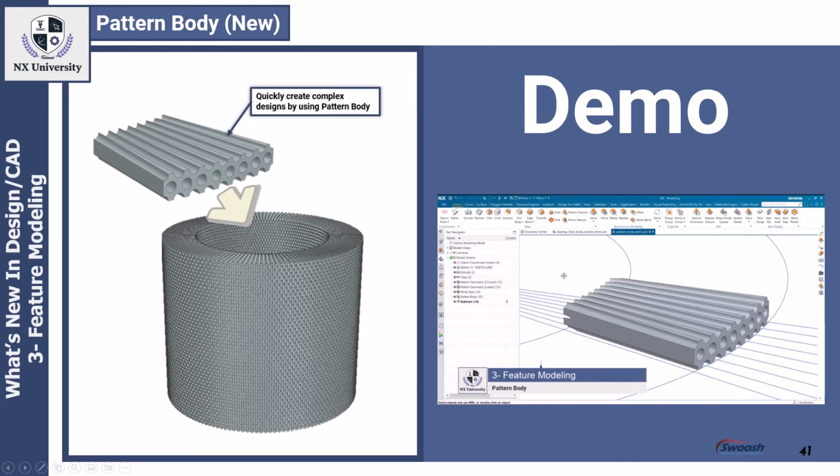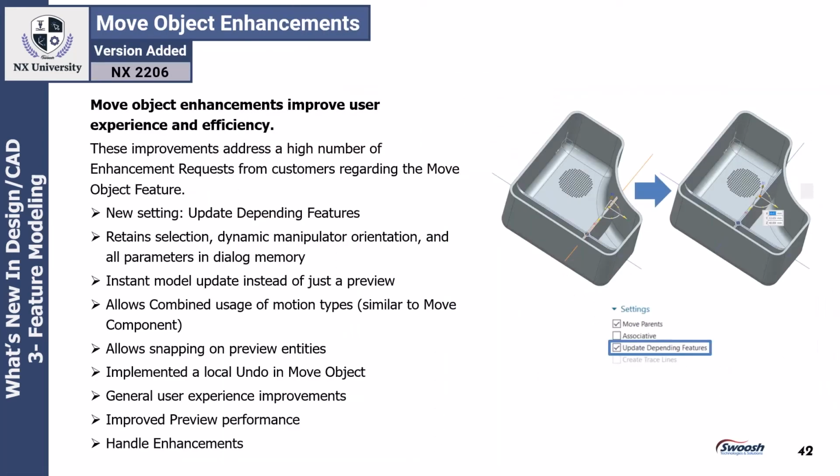All right, the next feature we're going to be looking at here is the Move Object enhancement. This was added in NX 2206 inside the software. And this enhancement is going to allow the user to move objects and have an improved user experience and more efficient operations. These improvements address a high number of enhancement requests from the customers regarding the Move Object feature.